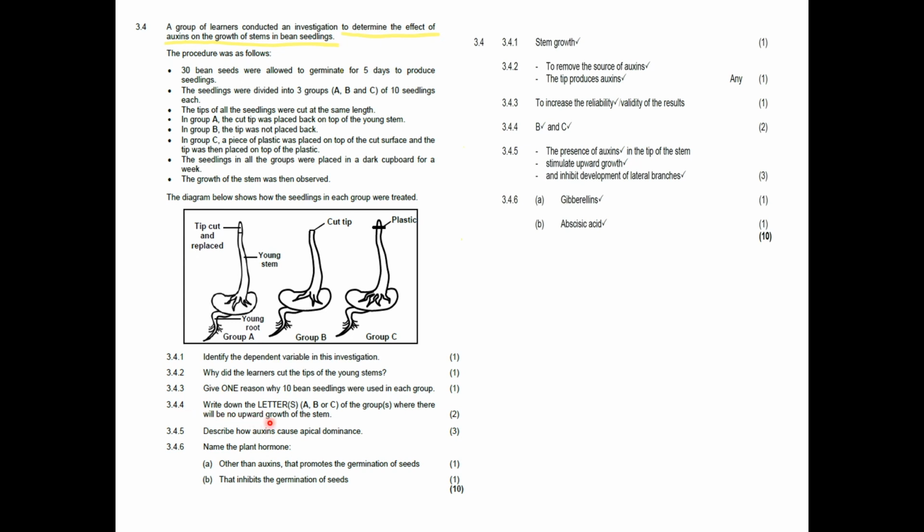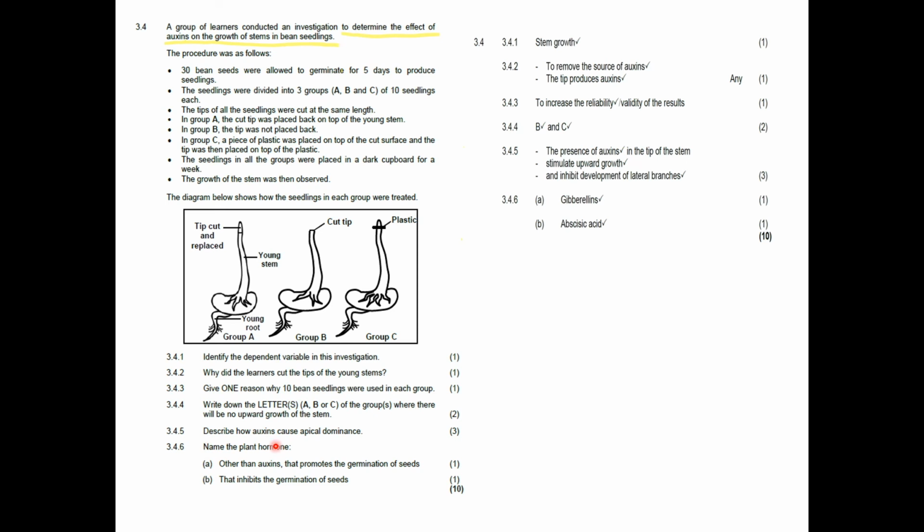3.4.4. Write down the letters A, B, C of the groups where there will be no growth of the stem. Now we know for a fact B, no tip, no growth. C, there's no auxin that is exposed to the stem, so there's no growth. So your answer will be B and C.